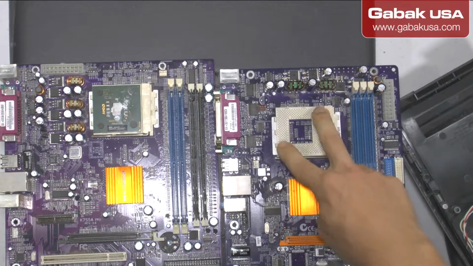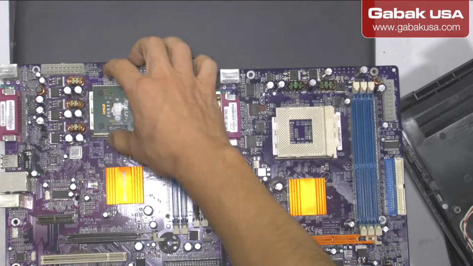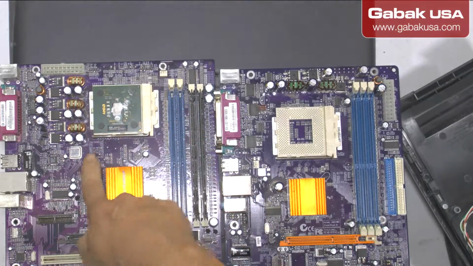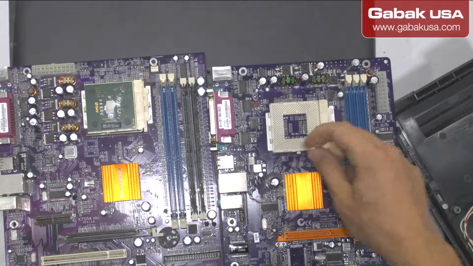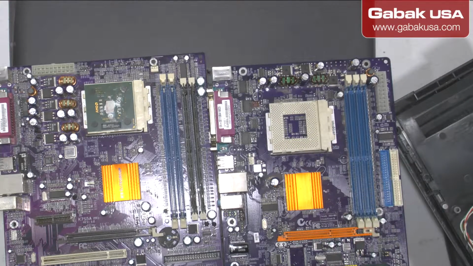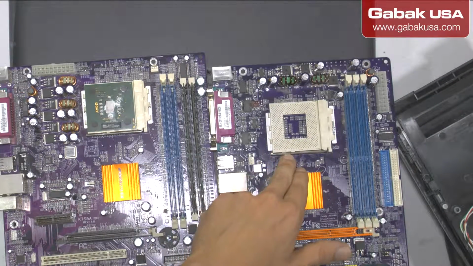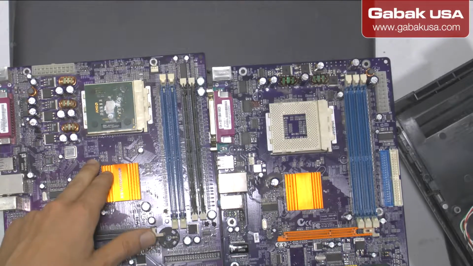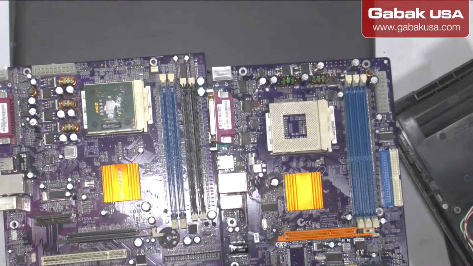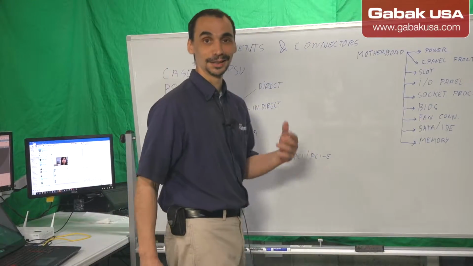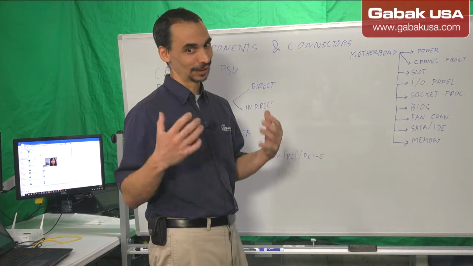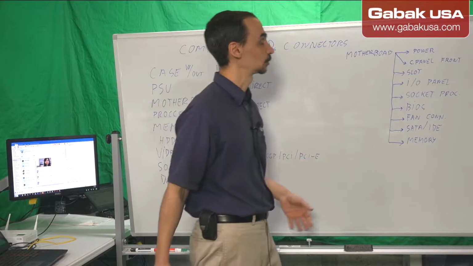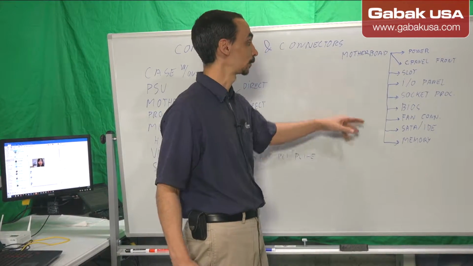This is the socket. This is the processor. You remove the processor here by lifting up this handle, this little lever that you have here, and then that's it. Depending on the model, you have a different socket for AMD and for Intel. So make sure that you buy the right motherboard for the right processor, in case you have to replace it, or if you want to upgrade it or whatever.